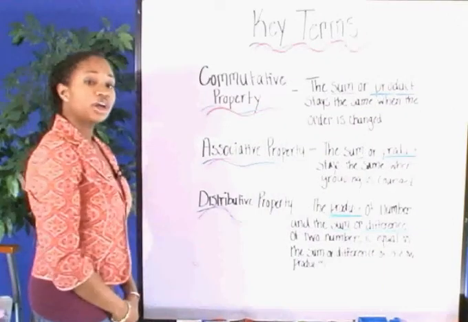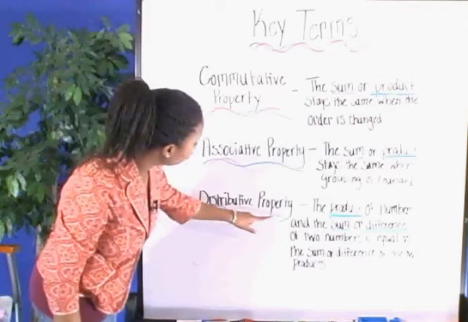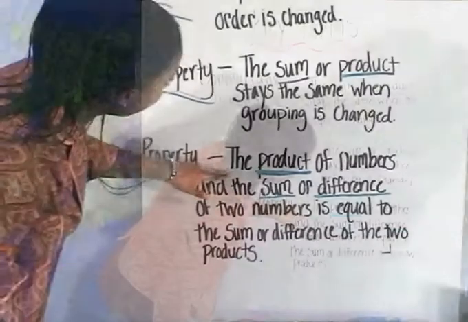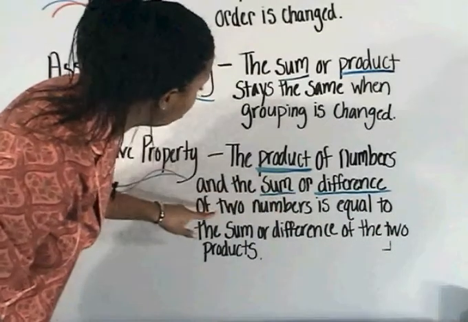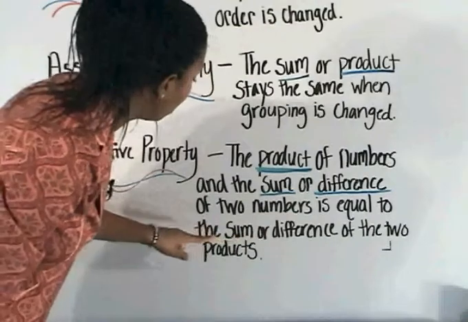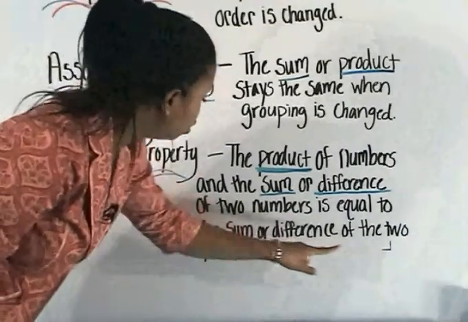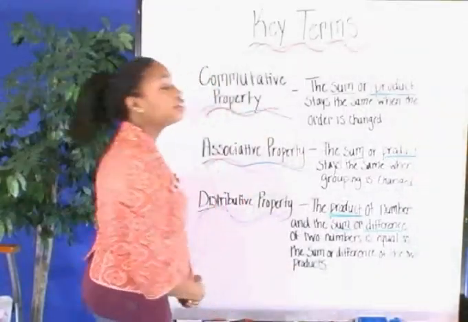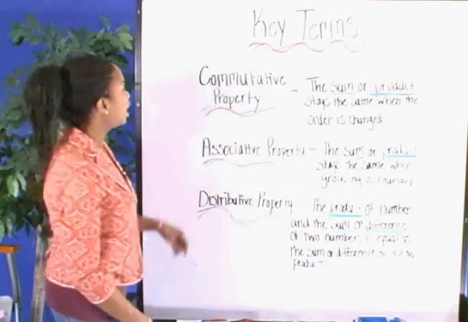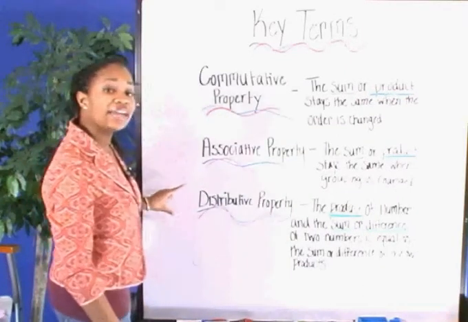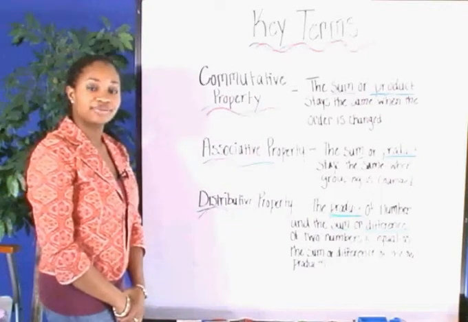And lastly, we're going to go into detail about the distributive property. The distributive property is the product of numbers, and the sum or difference of two numbers is equal to the sum or difference of two products. This might seem like a foreign language to you, but by the end of this tape, you will understand how to recognize and apply the three properties of algebra.